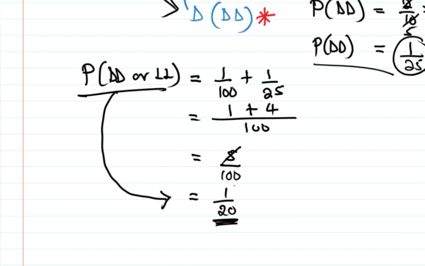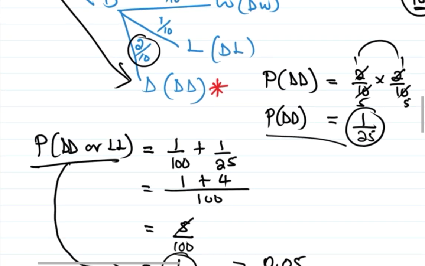You can leave this one as a fraction, or you can convert it to a decimal. According to my calculator, 1 divided by 20 gives 0.05. So we have 0.05 as the answer, which is the same. That's how we can solve this question.